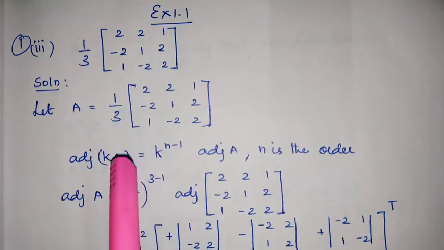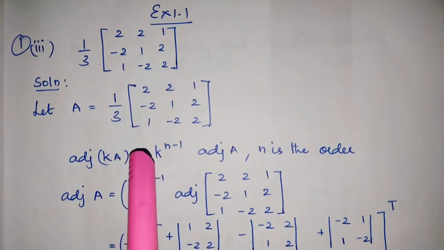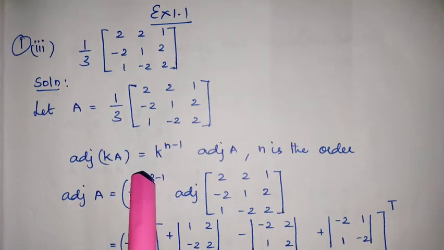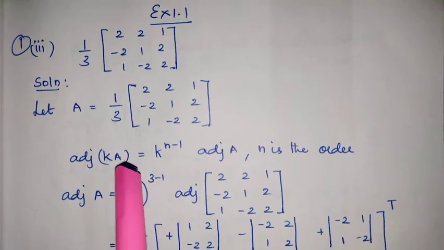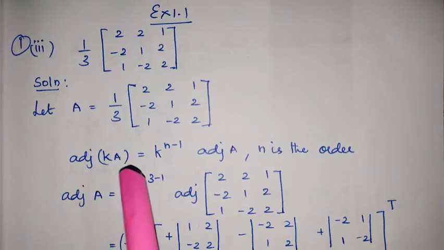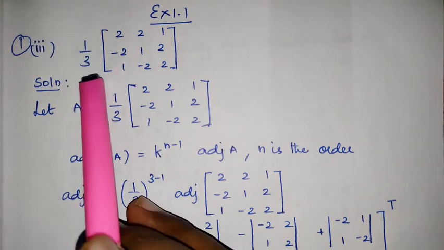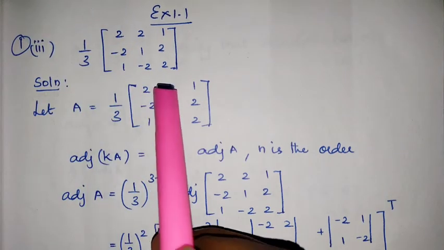So I have taken this problem. You can also do the method which I am going to teach now, and also the ordinary method we have seen just before. Can you understand? So you can also try this method, but this will be a little bit easy when you have a number in front of a matrix. How to find the adjoint?